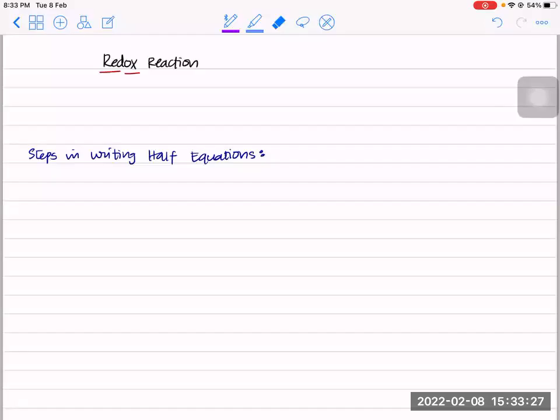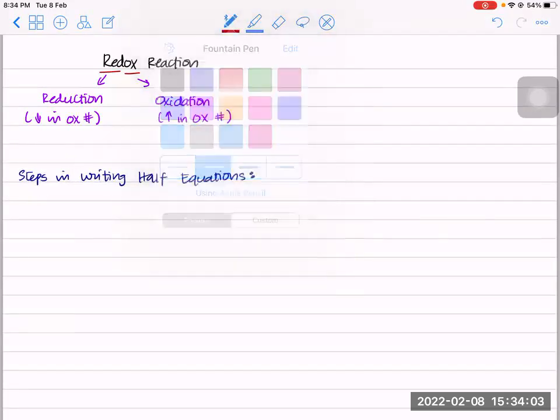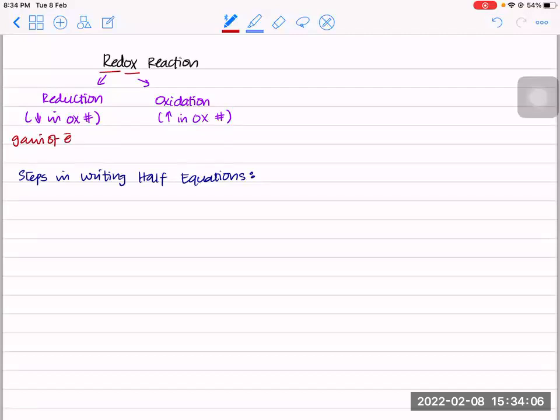Hi guys. All right, so today we will see redox reactions and we'll see how to write down half equations and use those to balance overall equations. Redox comes from the word reduction and oxidation. What is reduction? Where there's a decrease in oxidation number. And what is oxidation? Oxidation is when there's an increase in oxidation number. In reduction, there is gain of electrons, and oxidation is the loss of electrons.